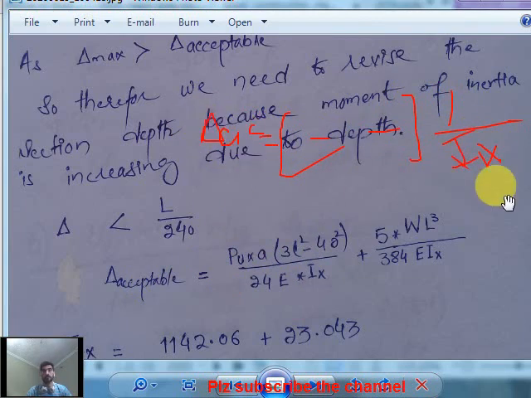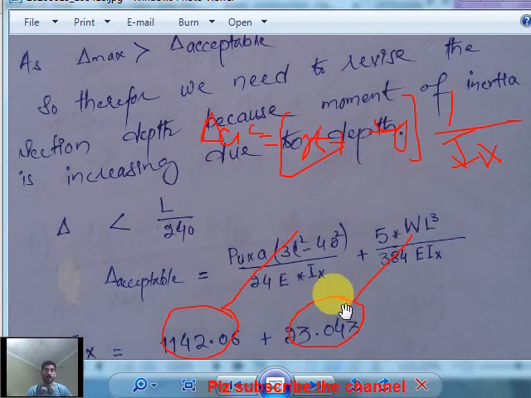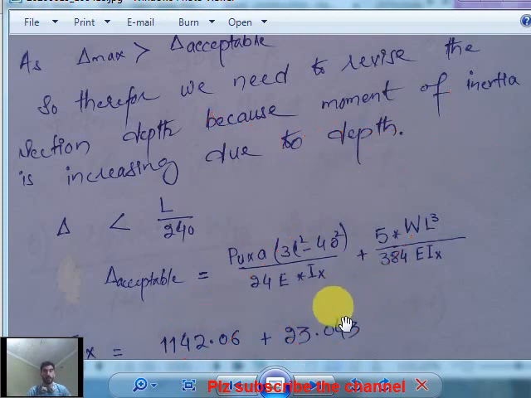Multiply first all things, divide by 24 divided by EI. You get one value. Clear? Then add it to the other value which you got. Then the value you add up, divide it by delta acceptable. You get your IX value, and that value from the first term is this one, and from the second term will be this one. Clear? So do the calculation by yourself. Okay, now IX is basically this much.